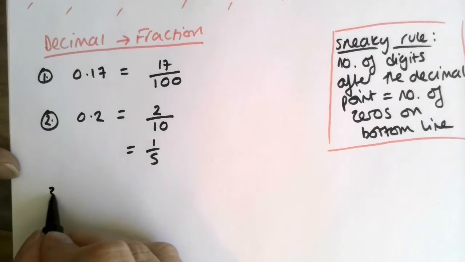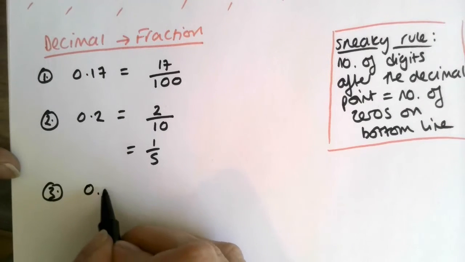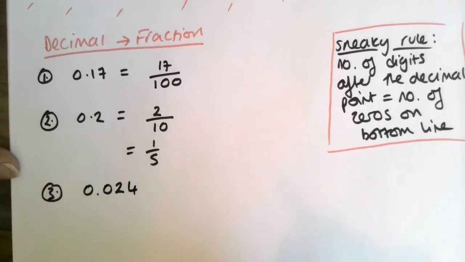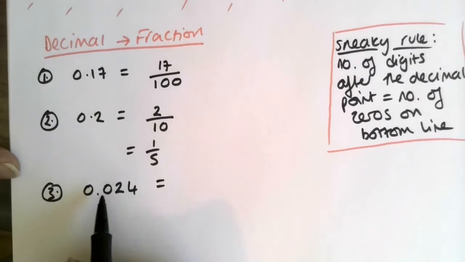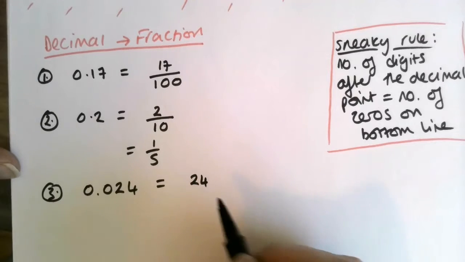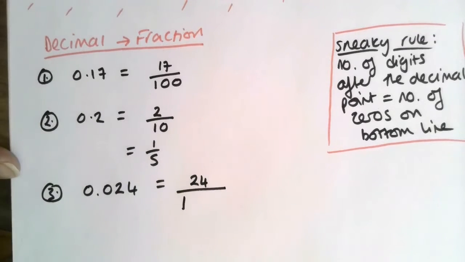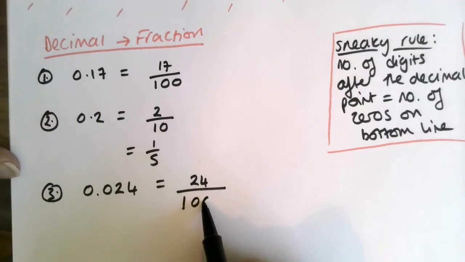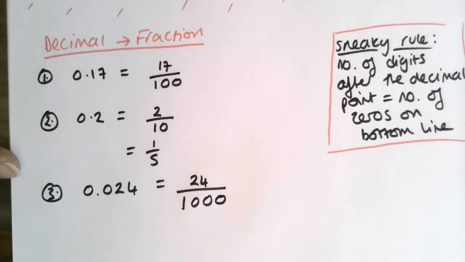Next one, let's see if I had 0.024, then that's going to be 24 over 1, and careful with ones like this, 1, 2, 3 digits after the decimal point, so 1, 2, 3 zeros on the bottom line.